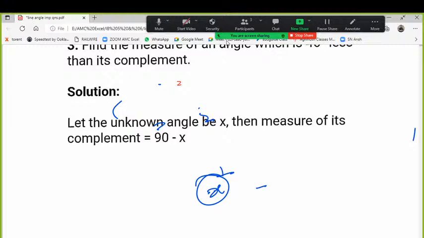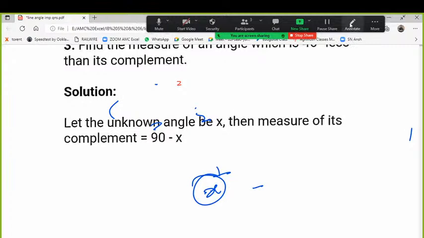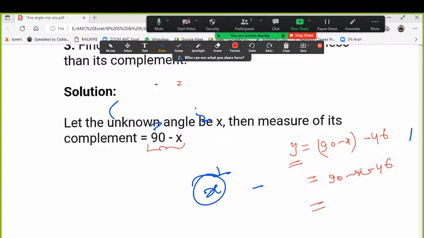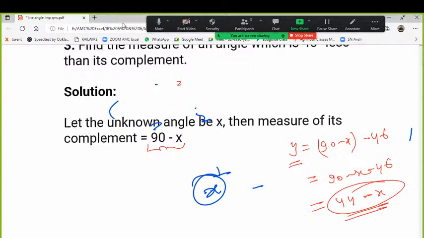As it is 46 degrees less than its complement, I need to subtract 46 from its complement value. Then I will get that angle. What is it? 90 minus x minus 46. Now I will subtract 46 from 90. I will get 44 minus x as my answer. Got it? Yes, sir. Okay, now next question for you.